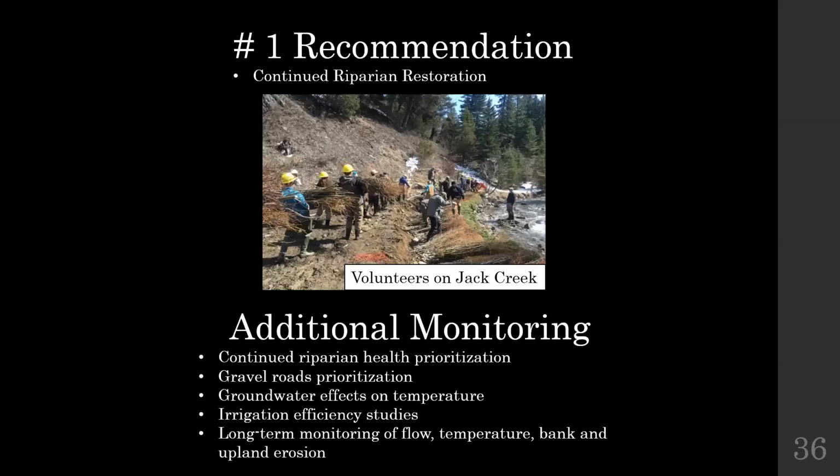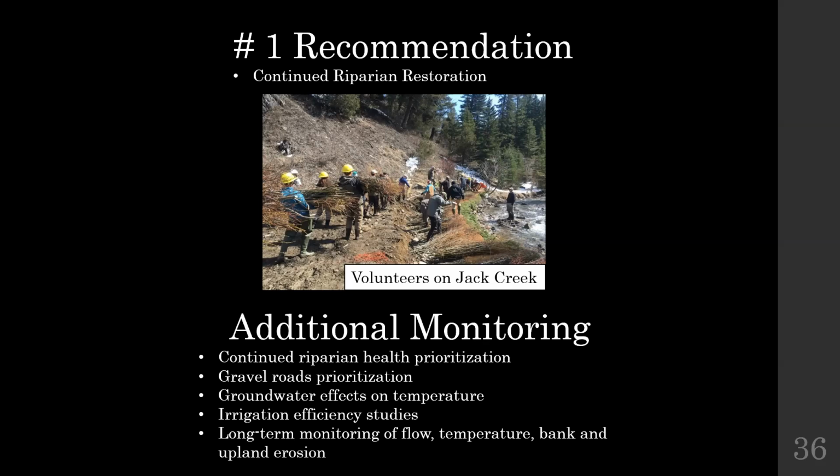And as Christina said, the number one recommendation is continued riparian restoration, which is already being done in these watersheds, but just to continue that. Also, there could be additional focus on prioritizing areas in terms of riparian health, because what we did was more of a GIS analysis, but increased visits and on the ground work would help here. Prioritizing areas for gravel roads projects.